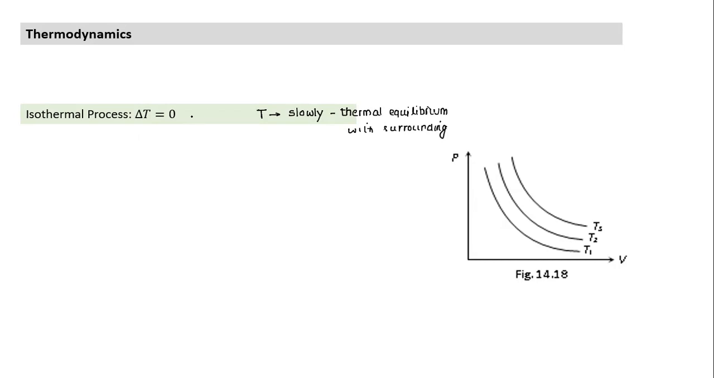So what is an isothermal process? T is equal to constant. When T is equal to constant, it's very simple. PV becomes constant. So when we draw the PV curve, it becomes a rectangular hyperbola. Okay, so we understand this part.